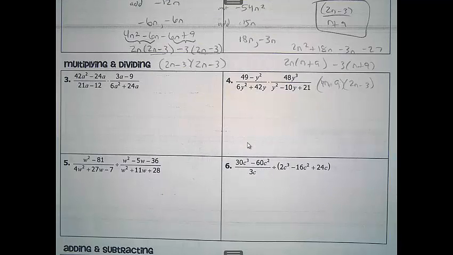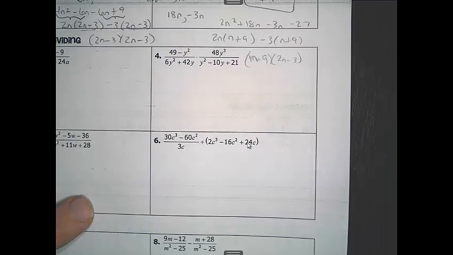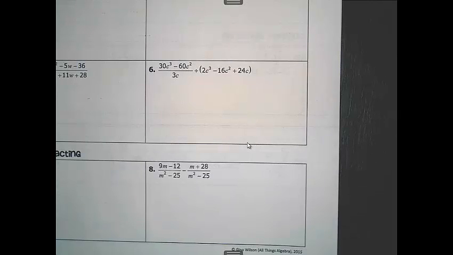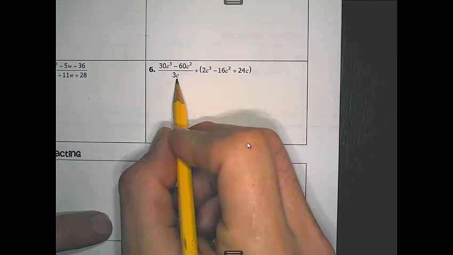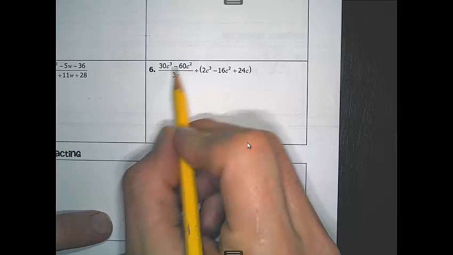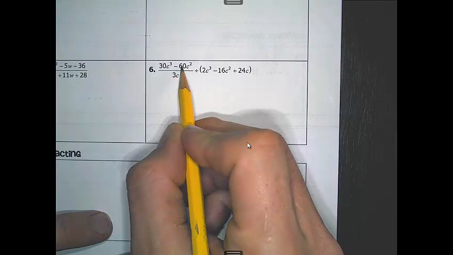Okay, let's try one of these multiplying and dividing ones. I'll do the hardest one, I guess, here, number 6, so we can give you some semi-challenging ones. There are different ways you can start, but I'm going to start with this right here. I'm going to start by factoring, like we do, to try to simplify.